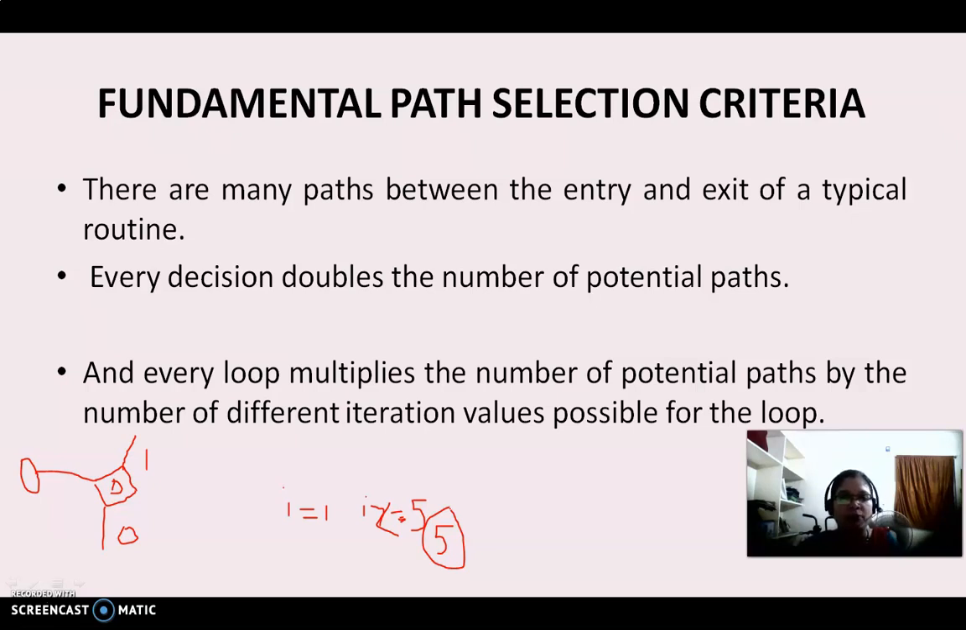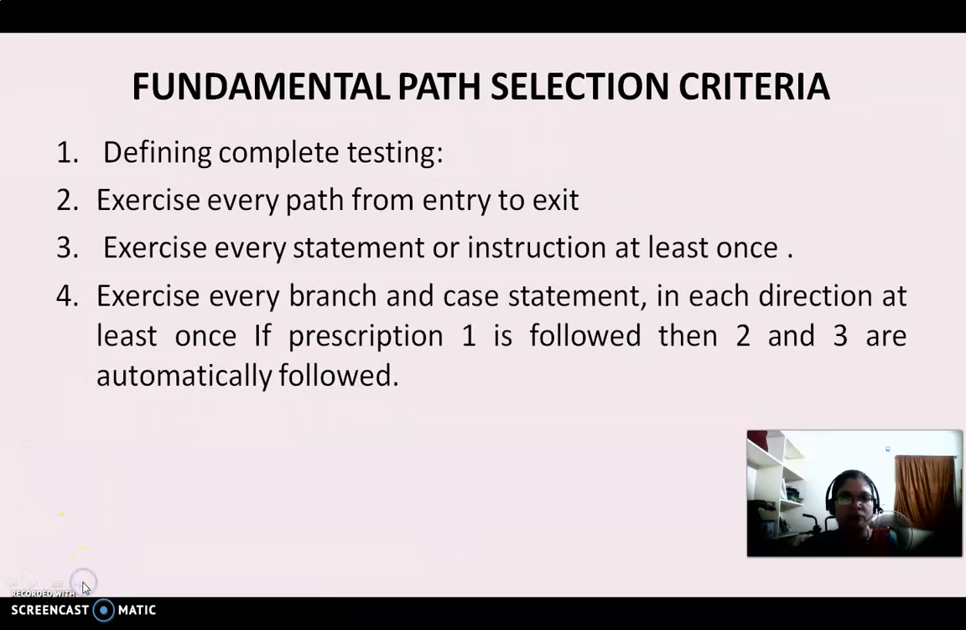For a loop, the paths will be multiplied, and for a decision, the path will be doubled, like this. Okay, next. What is the fundamental path test selection criteria? What are the various examples in the fundamental path selection criteria, from the initial node to the end node?